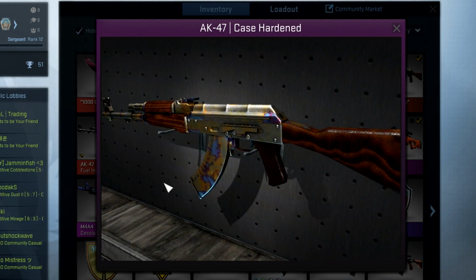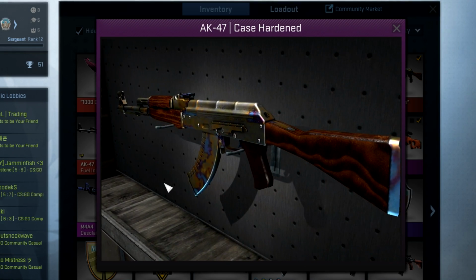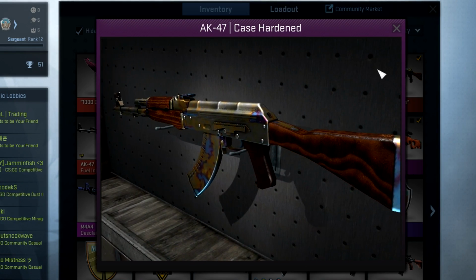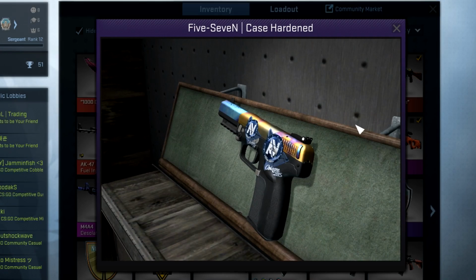Now, I could be wrong. Like I said, that's just my personal opinion. I'm just trying to help you guys ensure that you're getting good trades. Now, the 5.7 case hardened is a little bit different.